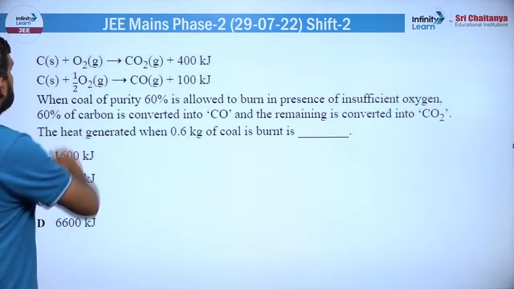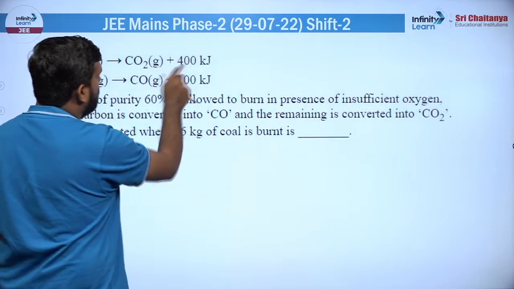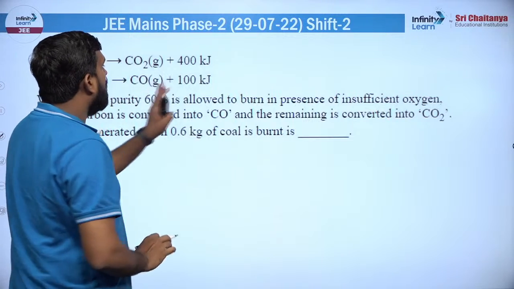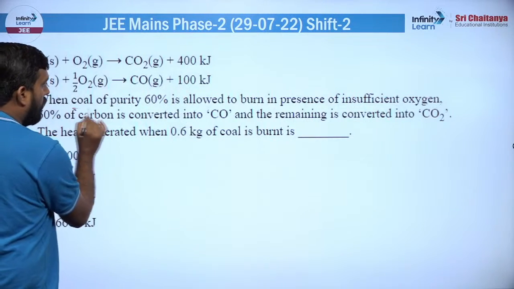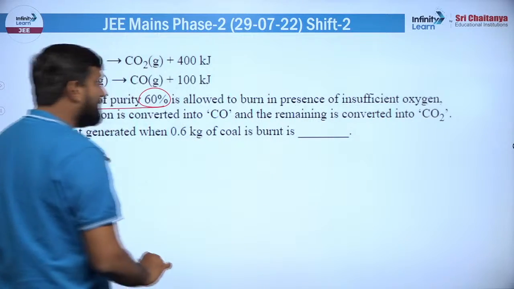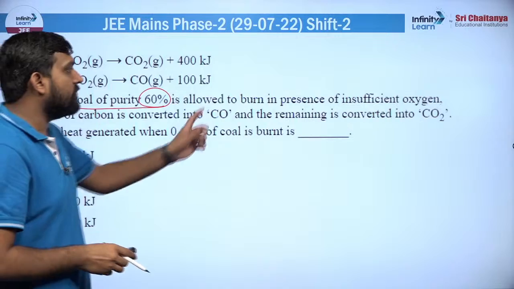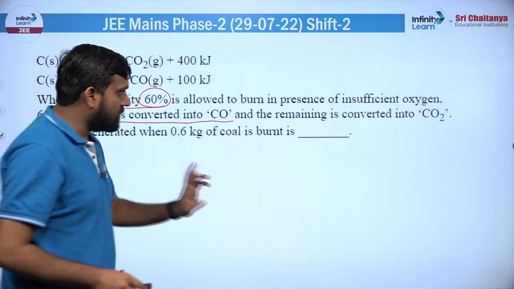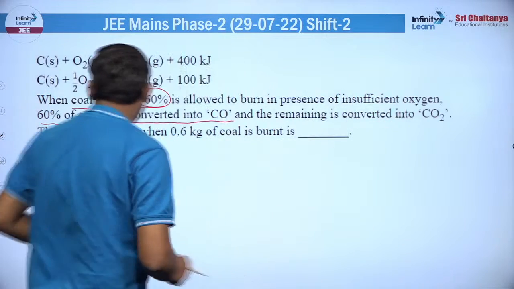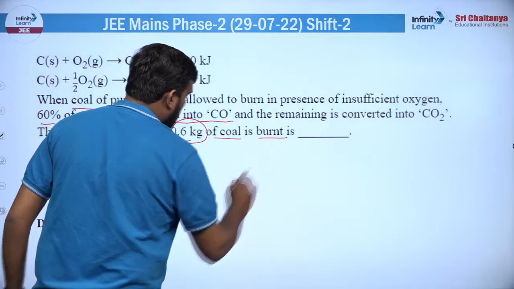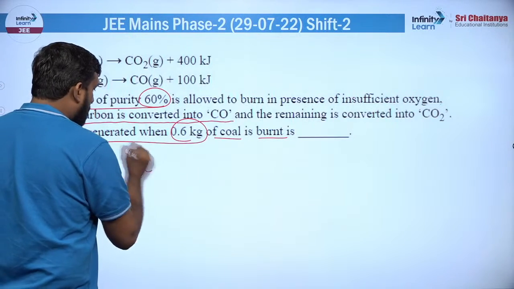The next question is that C burns with O2 to give you CO2 plus 400 kilojoule energy. C burns with half of O2 and gives you CO plus 100 kilojoule of energy. When coal of purity 60% is allowed to burn in the presence of insufficient oxygen, 60% of the carbon is converted into CO and the remaining is converted into CO2. Find the heat generated when 0.6 kilogram of the coal is burnt.